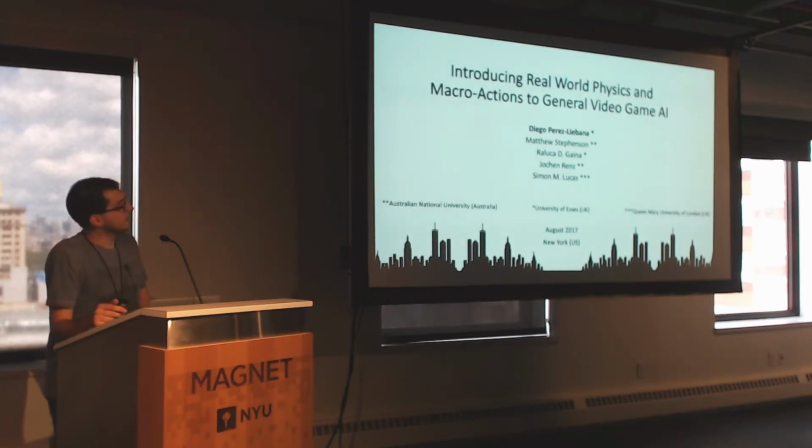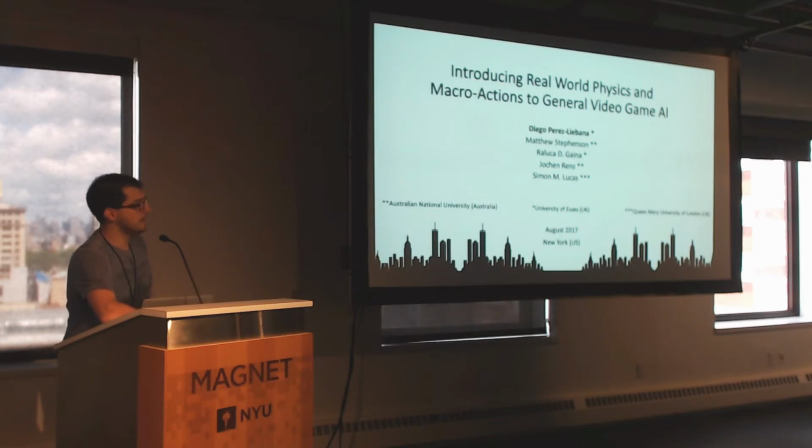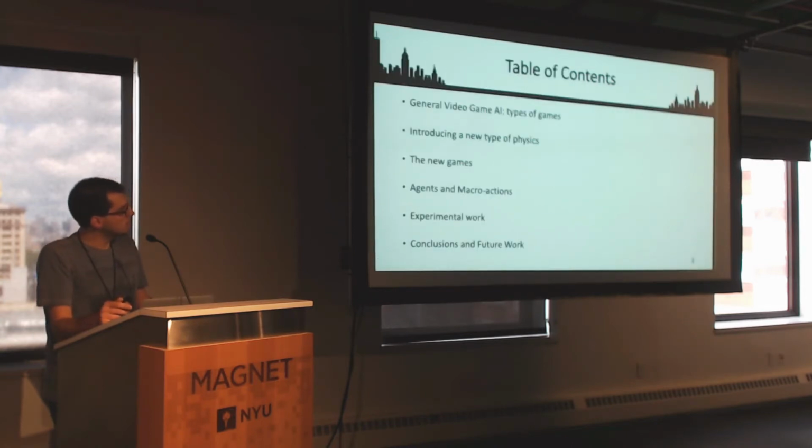The idea is, as it says there, introducing a new type of physics in the engine, and also exploring the consequences of using this new type of physics in terms of the actions and the way that the agents navigate through the action space, and doing a little experiment about that. I'm essentially going to give a small introduction about the games that we have in GVGAI, the new physics that we have, the new games that are coming after this, and then different agents, macro actions, and experimental work.